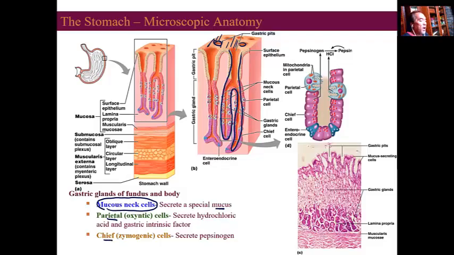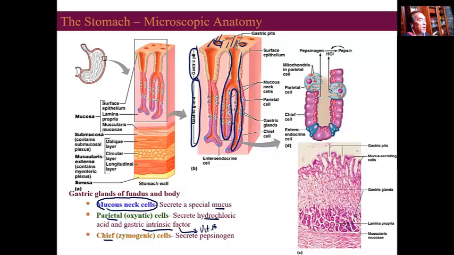Parietal cells secrete hydrochloric acid and the GIF, gastric intrinsic factor. This is responsible for the absorption of vitamin B. So GIF is secreted by the parietal cells in those pits, which is located within the gastric gland region. So the opening is called the pits, and the gland region is actually the deep portion.